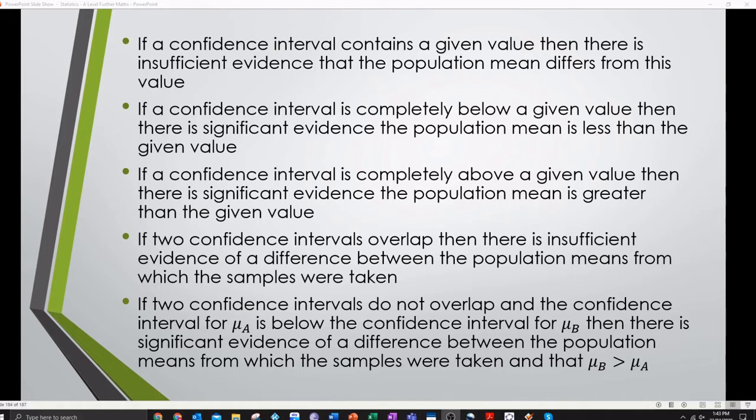That should make sense if you think of it in terms of graphs. If I have two confidence intervals and they overlap, then there is insufficient evidence of a difference between the population means. Even if they just overlap slightly, they just need to overlap. And if two confidence intervals do not overlap, and the confidence interval for, say, mu A is below the confidence interval of mu B, then there is significant evidence of a difference between the population means from which the samples were taken, and that mu B is bigger than mu A. That should be reasonably straightforward if you think of it in terms of graphs, but I just thought I'd summarise it nicely before we get back to some more involved examples.